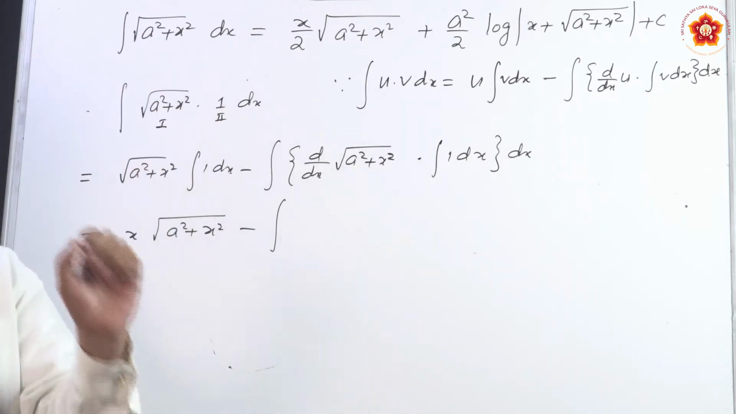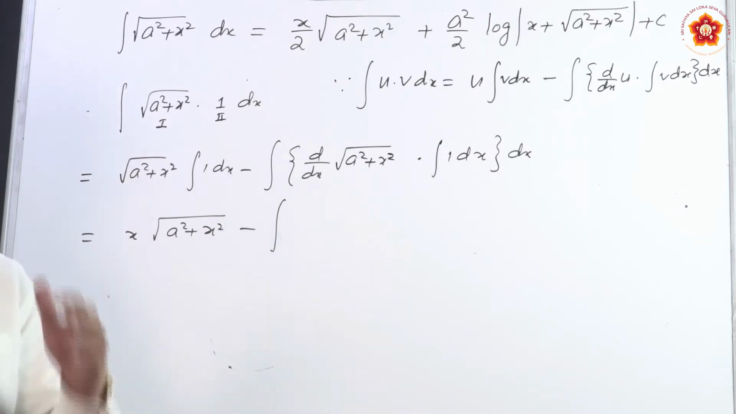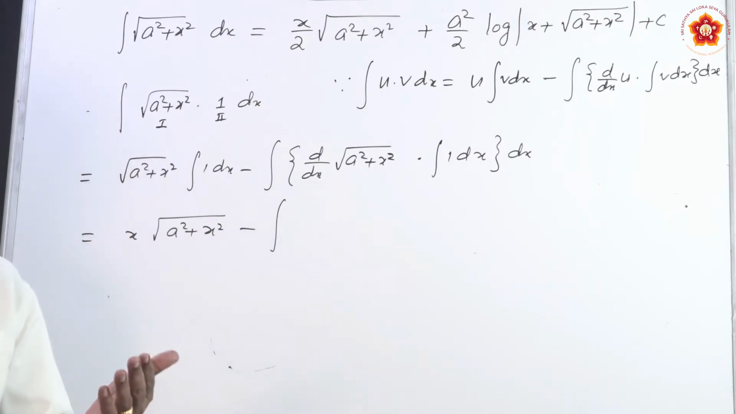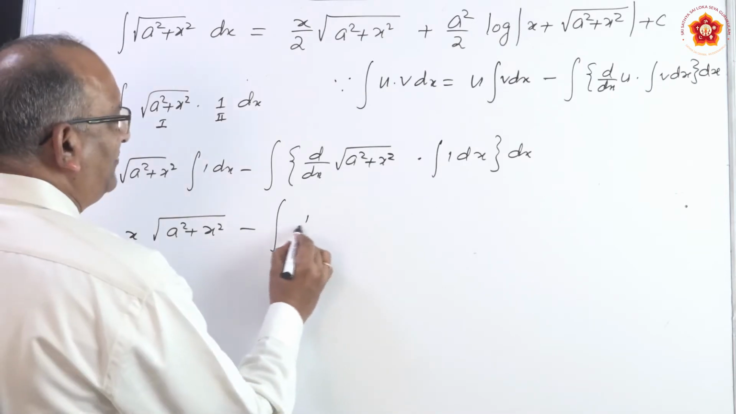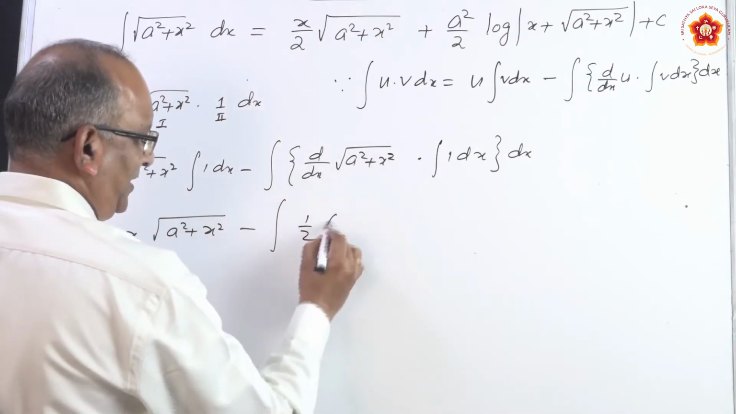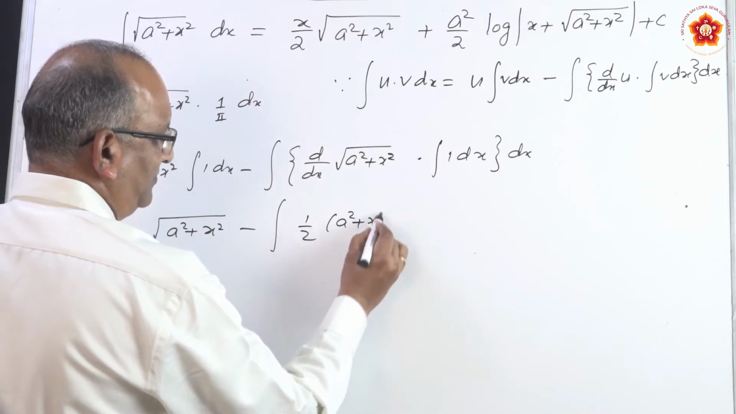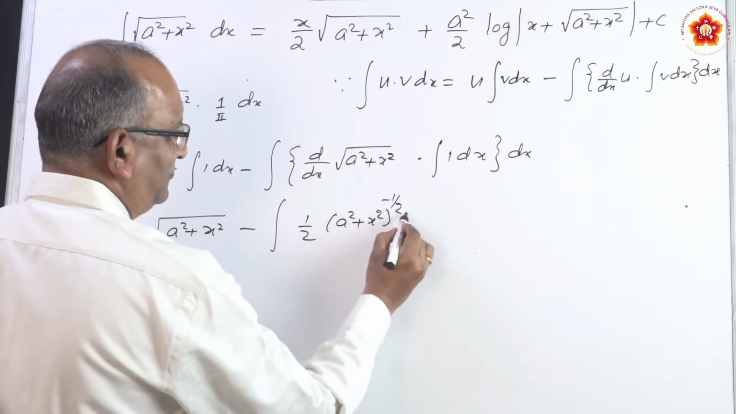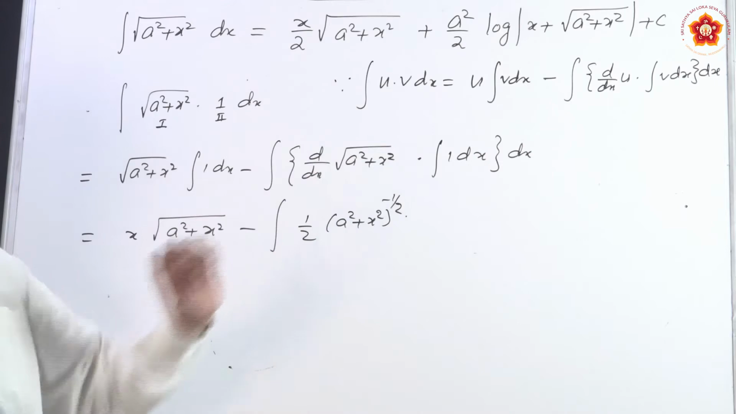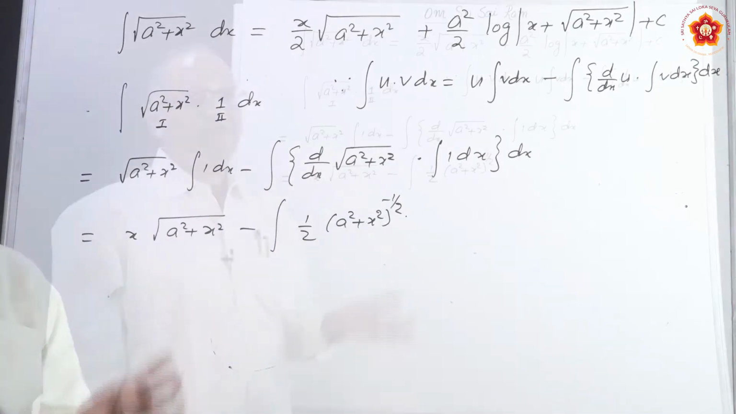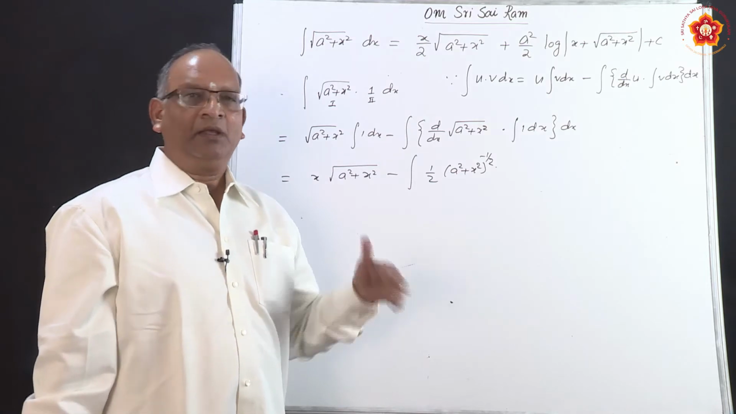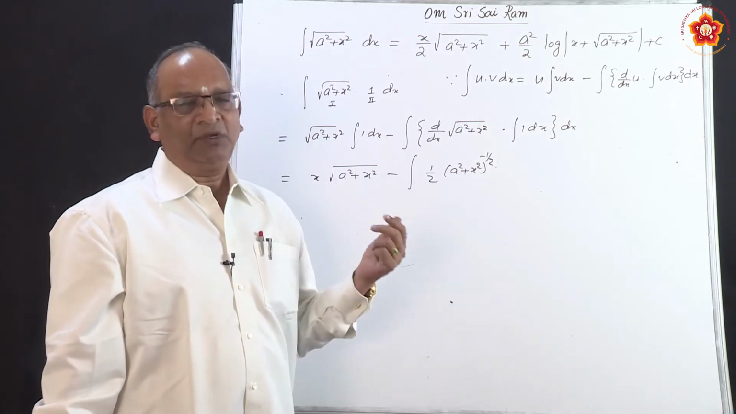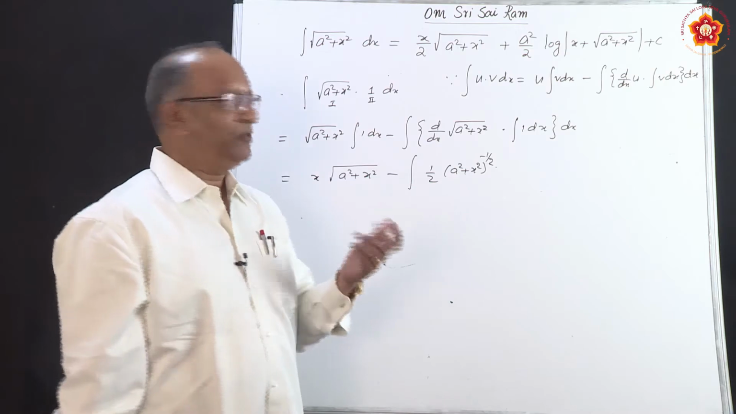You will take a square plus x square as t. What is the derivative of t to the power half? Half t to the power minus half. So, it is half (a square plus x square) to the power minus half, into the derivative of a square plus x square. What is the derivative of a square plus x square? A square happens to be constant, so its derivative is 0, and the derivative of x square is 2x.